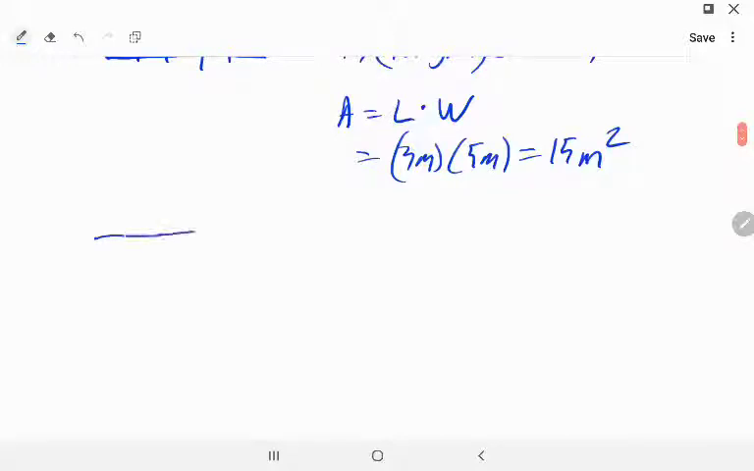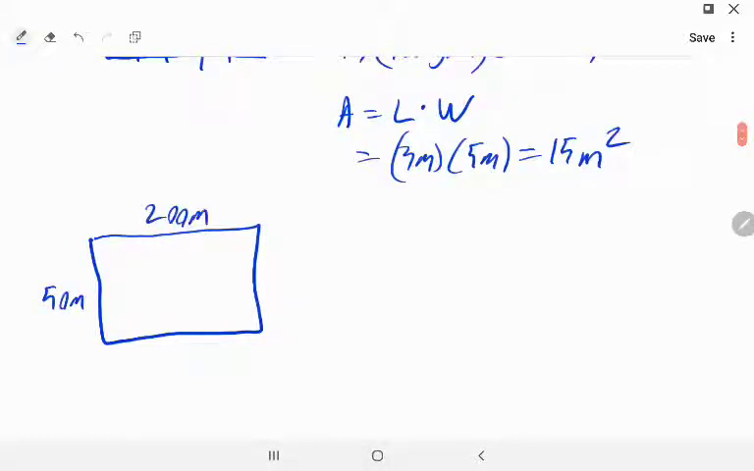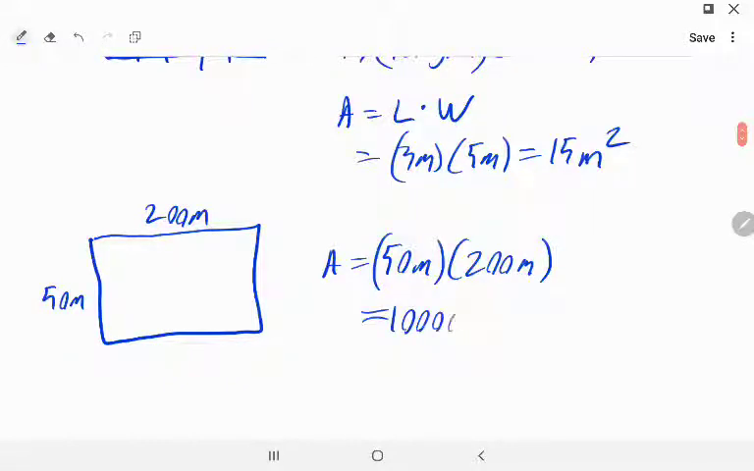So if we had something bigger, if we were going to look at a rectangle that was, say, 50 meters by 200 meters, we notice we really, really don't want to count up squares. And so we know the area is going to be 50 meters times 200 meters. We think 50 times 200 gives us 10,000. And so we get 10,000 square meters. Nice and neat.